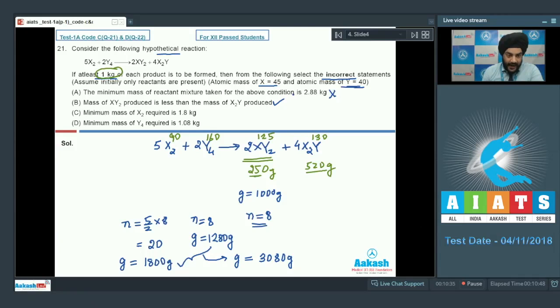Minimum mass of X2 required is 1.8 kilogram. The mass of X2 is 1.8 kilogram. This is also correct. The minimum mass of Y4 required is 1.08. Students, this option is incorrect, as the minimum mass of Y4 required is 1280 grams, which will give us a value of 1.28 kilograms. So since we have to mark the incorrect options for this question, the answer will be option A and option D.